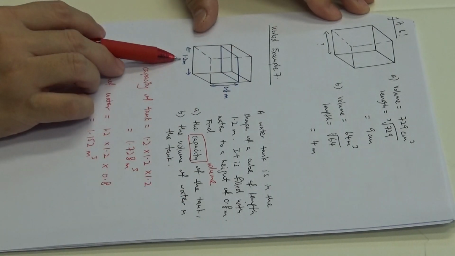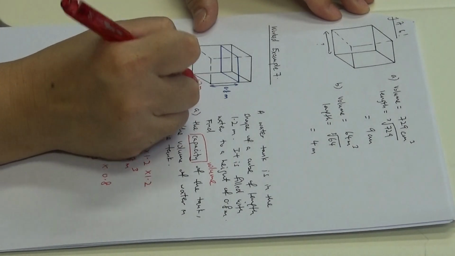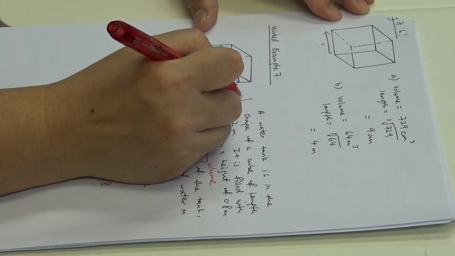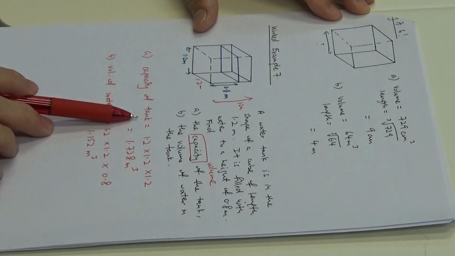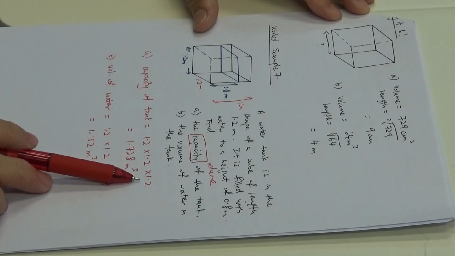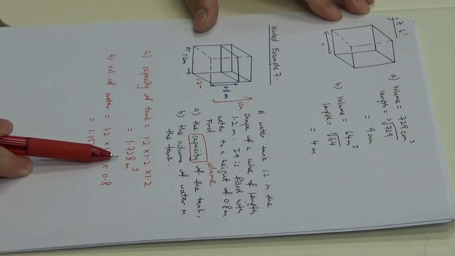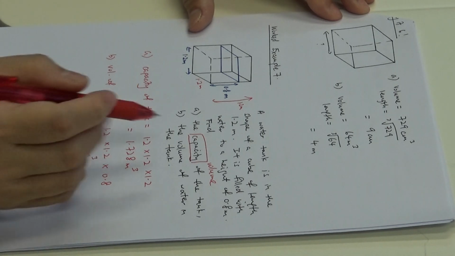Now, this is 1.2. This is 1.2, and this whole height will be 1.2 as well. So the capacity of the tank will be 1.2 times 1.2 times 1.2, and if we key it into the calculator, we will get 1.728 meter cube. Alright, now next part.